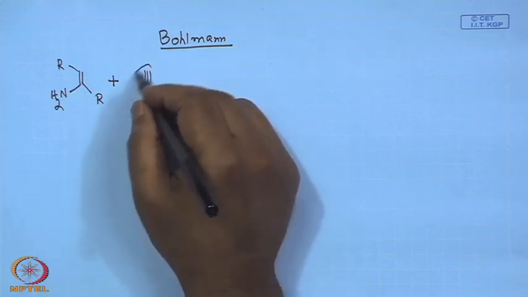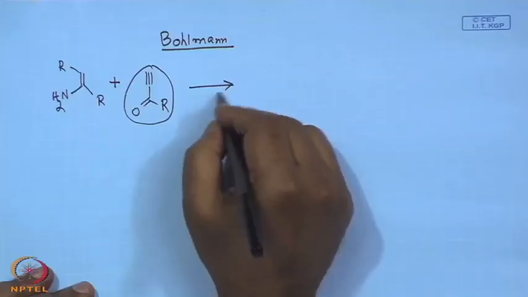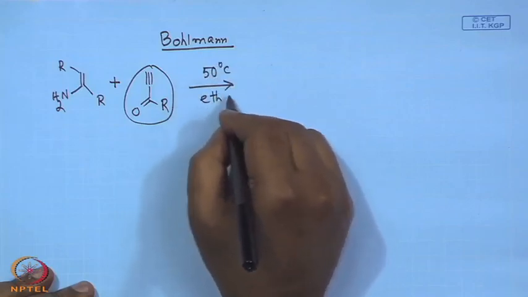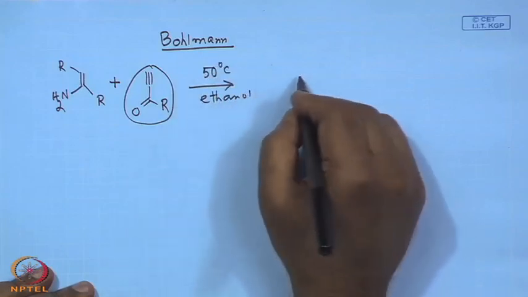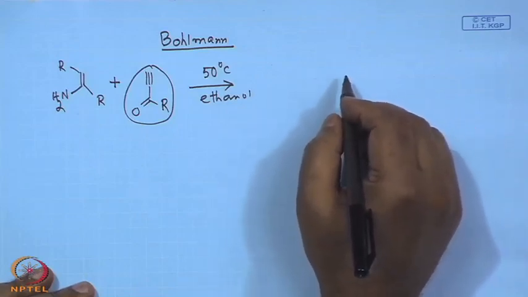So, you have to remember this much, this is very important. As I proceed, I will give you more and more examples. You will see it is a very unique reaction, very easy to carry out once you have the right substrate. In a case like this, just heat at 50 degree centigrade in ethanol, and I think all of you can guess what would be the product.